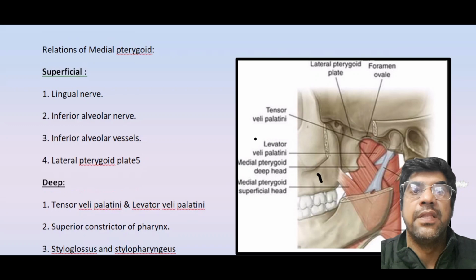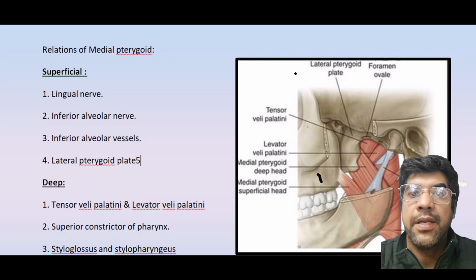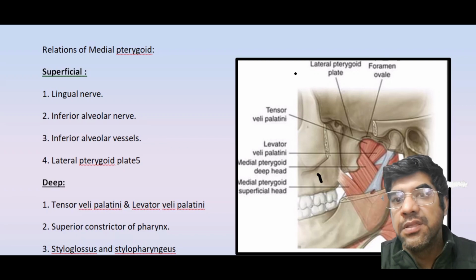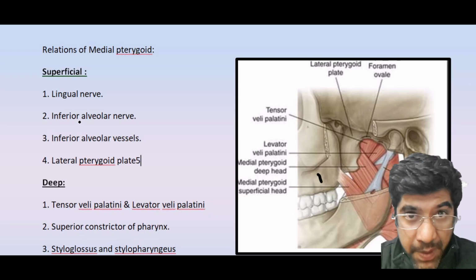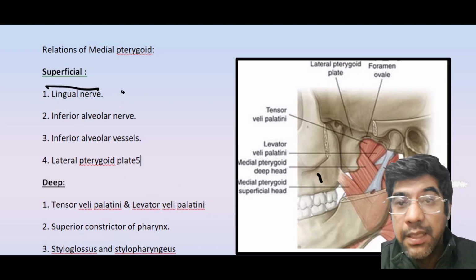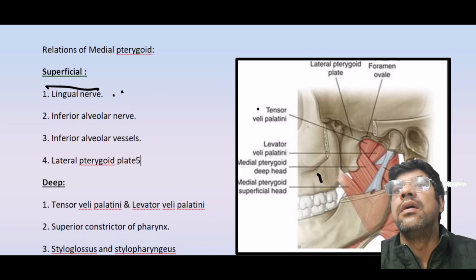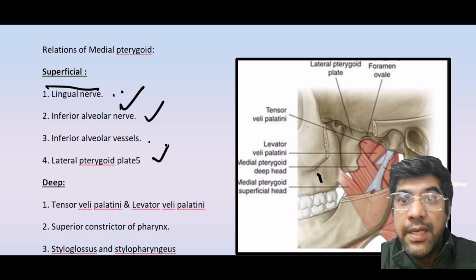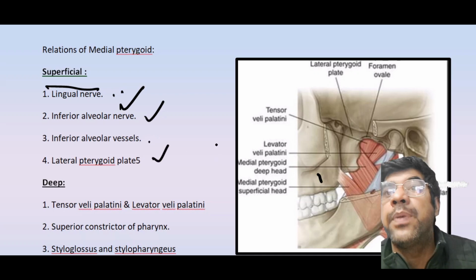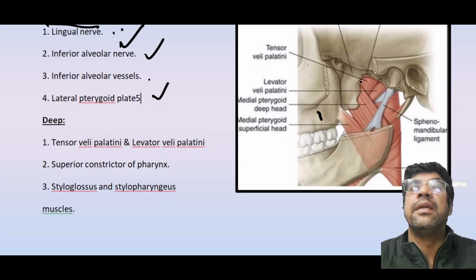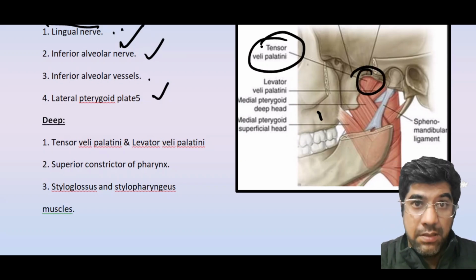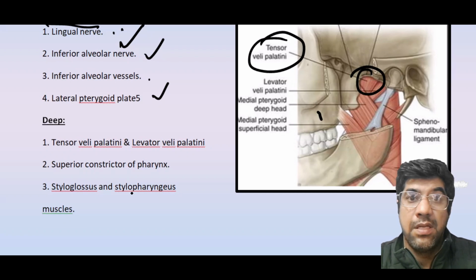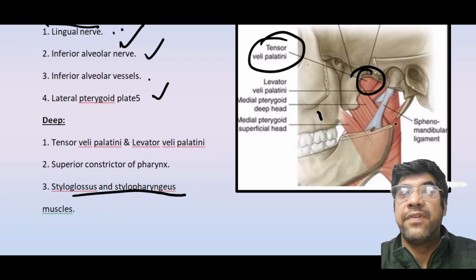Now what are the relationships of the medial pterygoid? We know medial pterygoid muscle has superficial and deep heads and it has relationships with the surrounding structures. The superficial part, the upper part, is related with the lingual nerve, inferior alveolar nerve, lateral pterygoid plates. And the deep part, it is related with the tensor veli palatini muscle, superior constrictor of the pharynx, styloglossus and stylopharyngeus muscle.